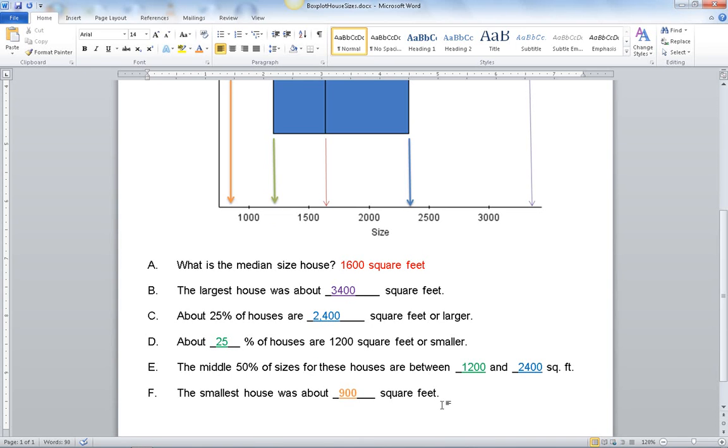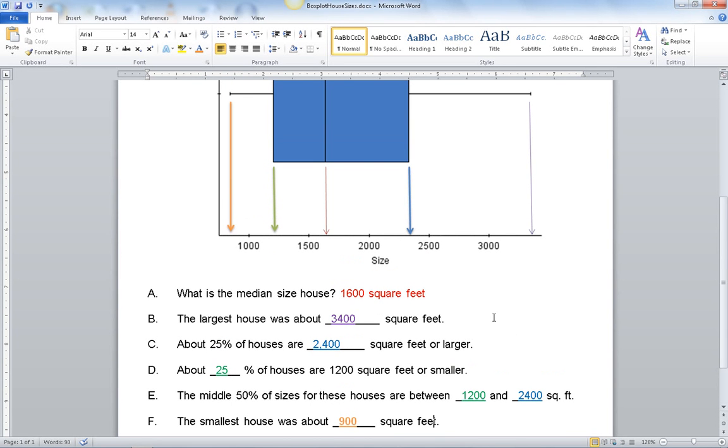So that's how you would read information from a box plot.